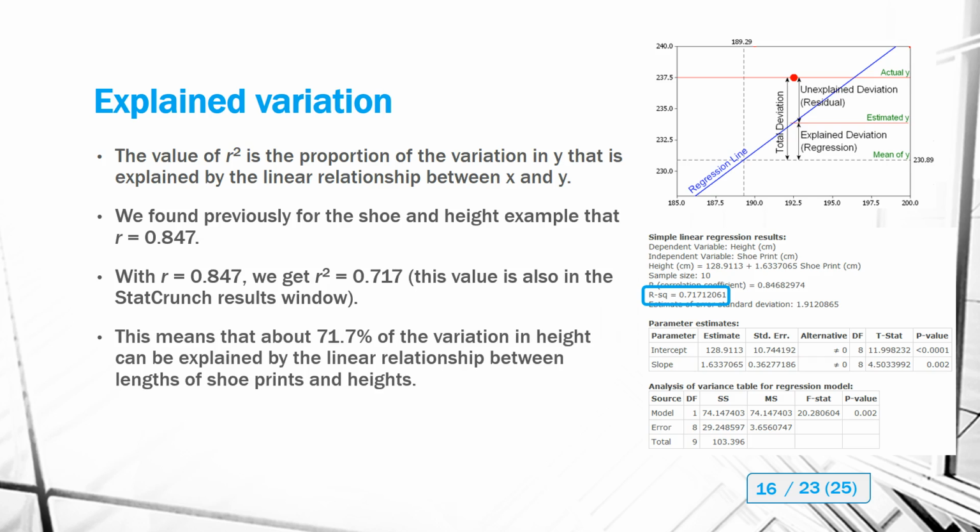What this number means is that 71.7% of the variation in height can be explained by the linear relationship between lengths of shoe prints and heights. That's all you really need to understand at this point. So just keep that in mind. Again, when we get into more of the material from the next lecture in regression, we can go into this more in depth and it'll make a little bit more sense.